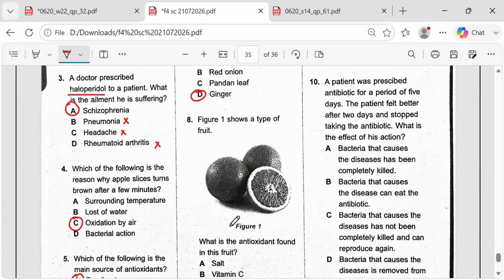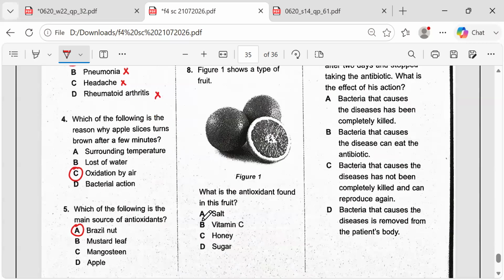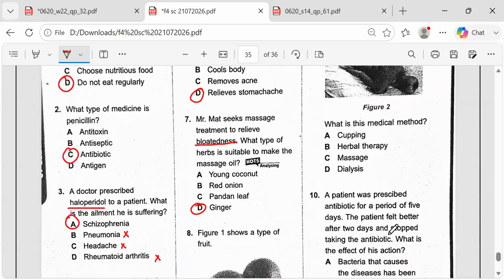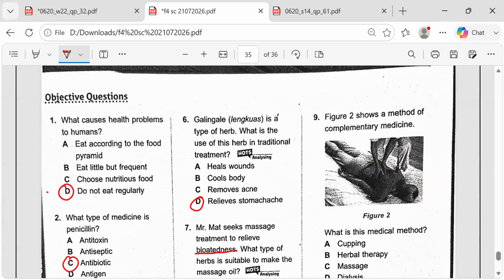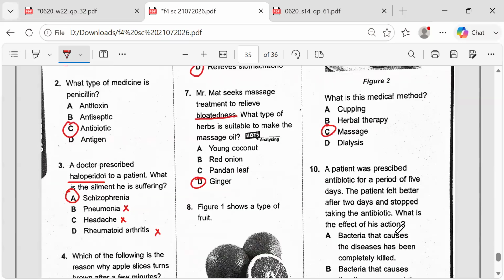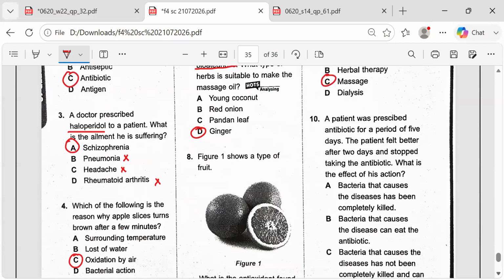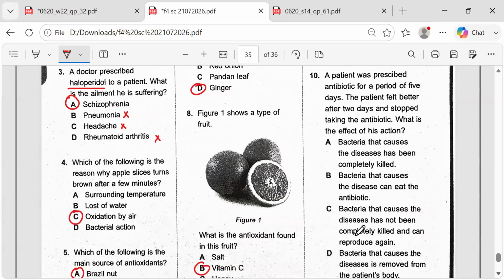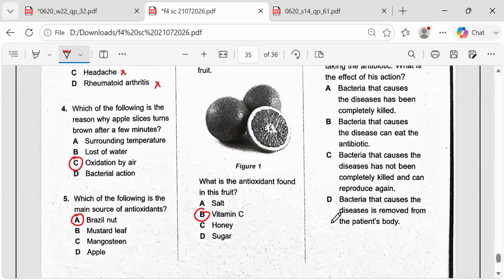This antioxidant is vitamin C. If you wrote honey, we will all sit down and cry. If you wrote salt, I would cry harder. Okay, what is this? It's obviously massage. If you don't know how to do this, we also sit down and cry. A patient was prescribed antibiotics over a period of 5 days. The patient felt better. He stopped taking them and the bacteria can reproduce again. C, correct.